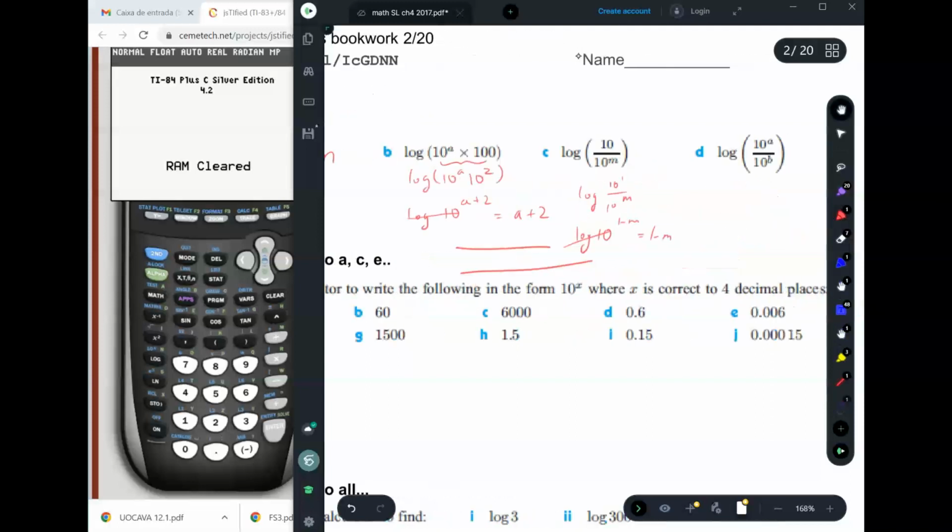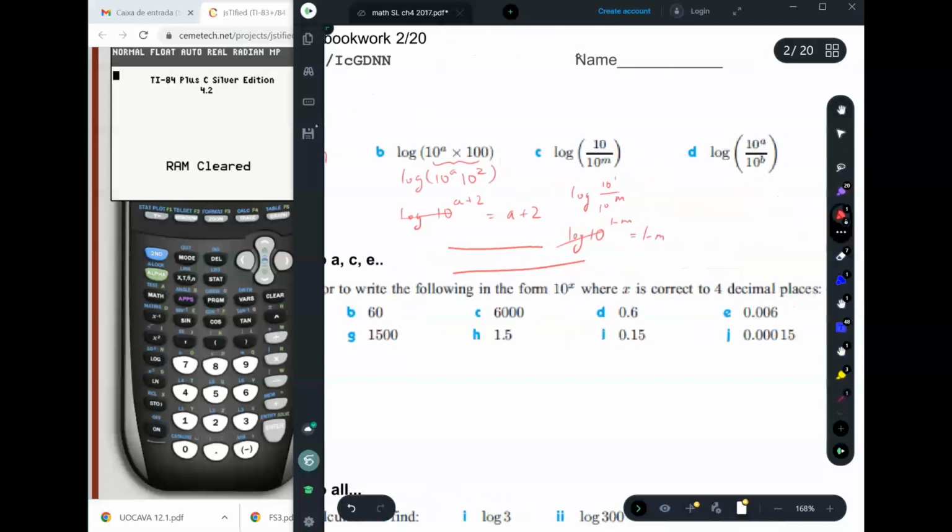And let's see, last one on the row. Log of 10 to the a divided by 10 to the b. So this is again a division, so you're going to subtract the exponents, so the inside is going to become 10 to the a minus b. And then the log and the 10 cancel each other out, and you're left with just the exponent a minus b.